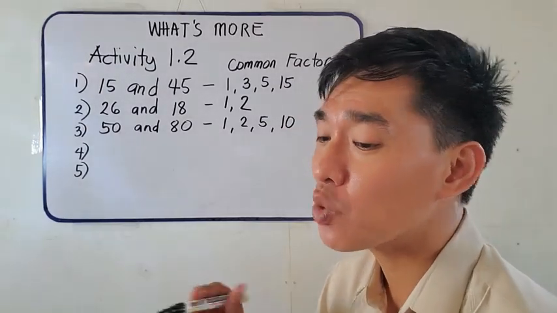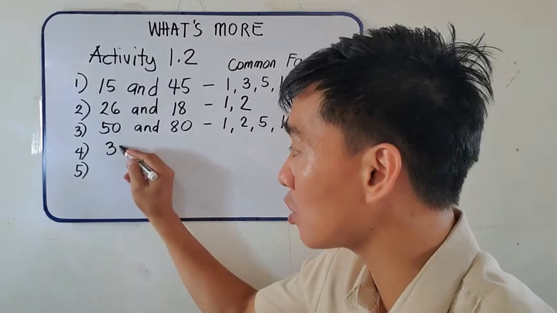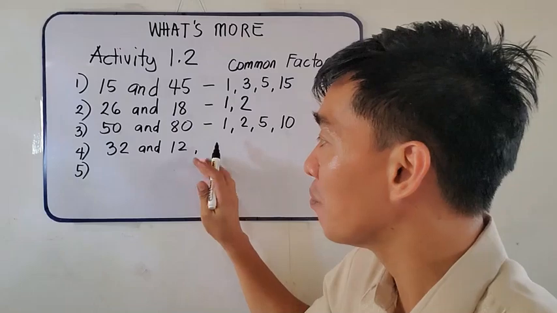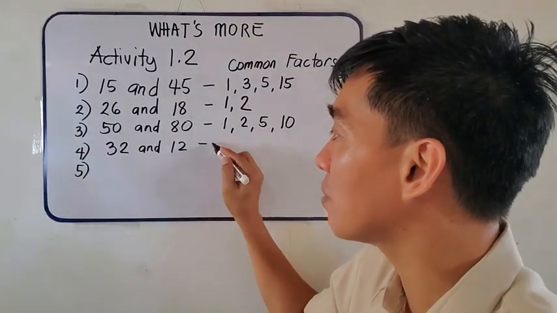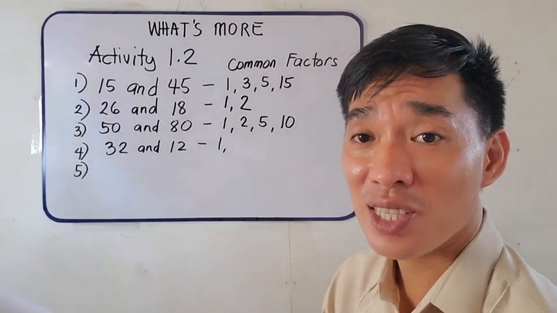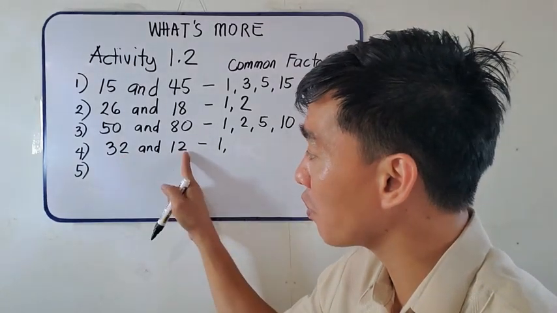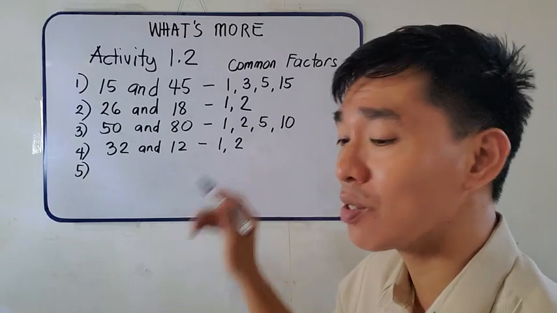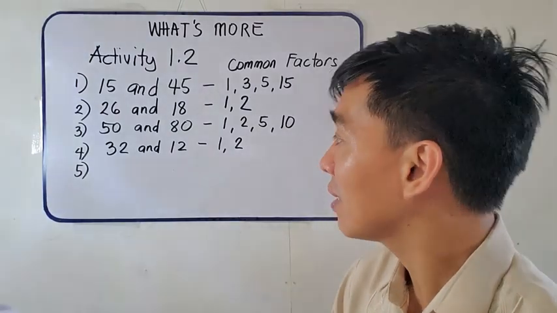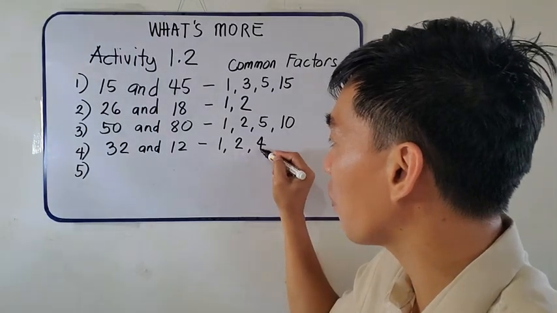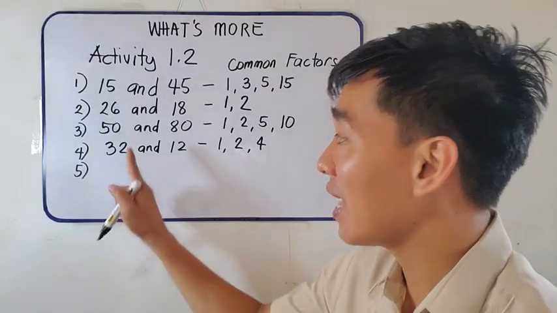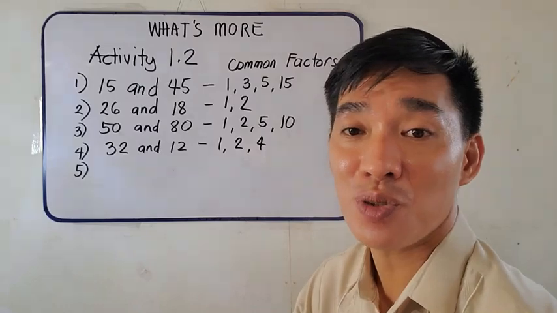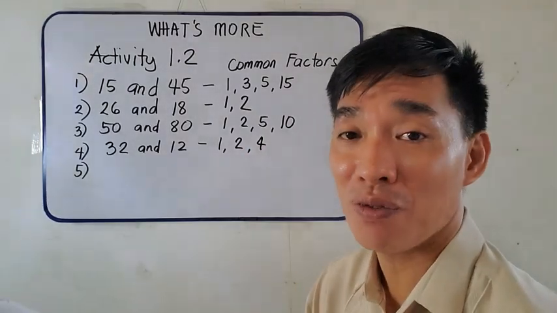Now, let's proceed to item number 4, which is 32 and 12. Obviously, both numbers are divisible by 1. Next thing that we have to consider, because both numbers are even, or they end with 2, then they are also divisible by 2. Next one, they are also divisible by 4, because 8 times 4 is 32, and 3 times 4 is equal to 12. So they are also divisible by 4.